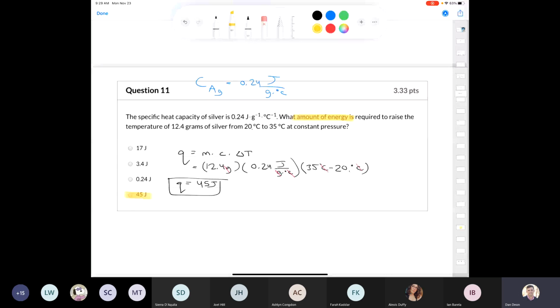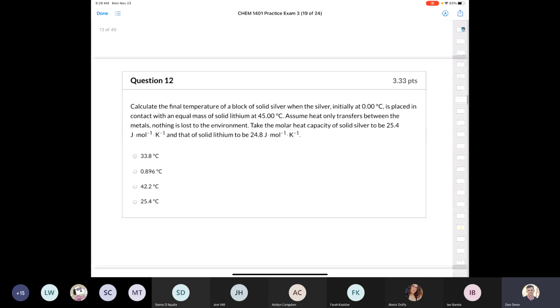This answer right here, keep in mind that you have to have this formula memorized, okay? You have to know this formula. For the exam, I'm not going to provide that formula to you. Okay, let's move on to question number 12.